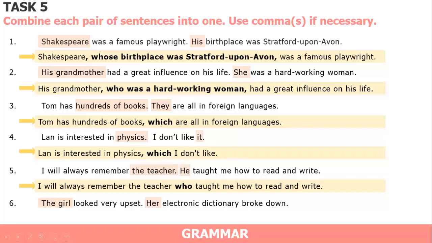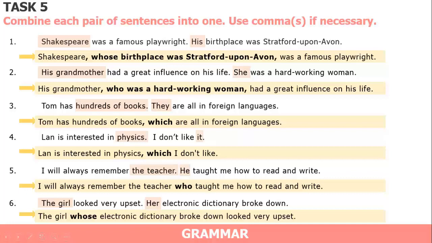The last one, similar to number 1, we use whose to replace her. We can write as follows. The girl whose electronic dictionary broke down looked very upset. However, in the sentence, we don't use commas because whose electronic dictionary broke down is a defining clause. It gives us the information we need to understand who is being referred to.